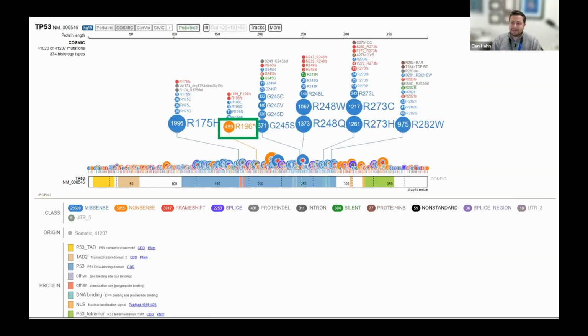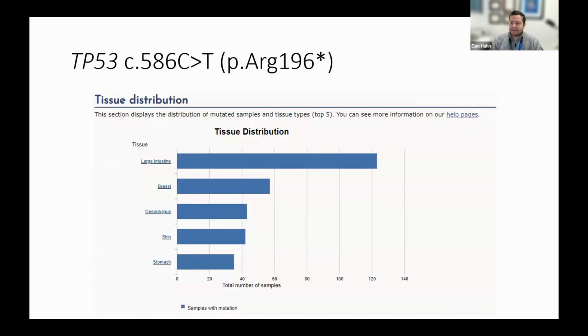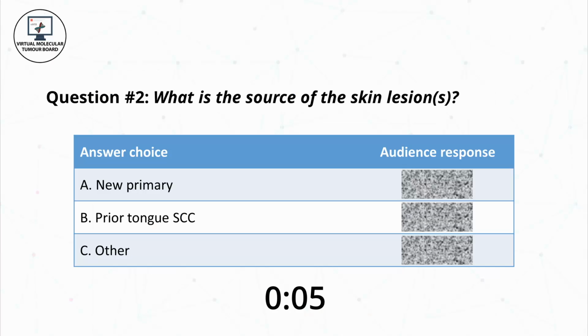Looking at that TP53 mutation, very well described. TP53 has a lot of well-described mutations, though. And then looking at TP53, the specific mutation in COSMIC, it's present across a wide variety of sites. A lot of these skin tumors were melanomas, but there were some squamous, obviously, and upper aerodigestive tract is there as well.